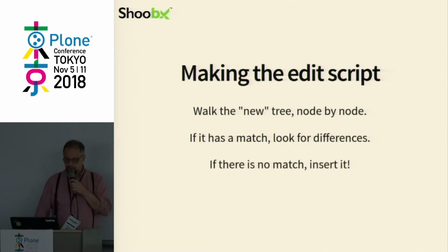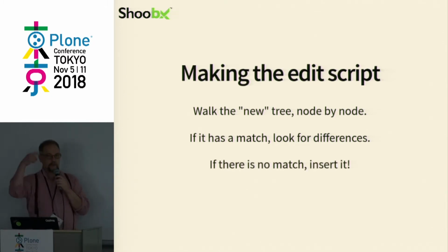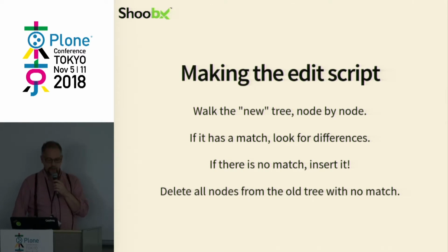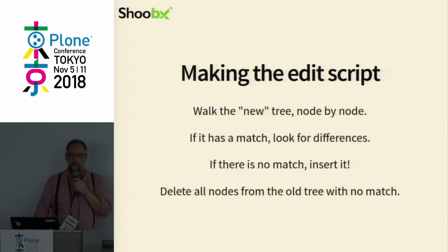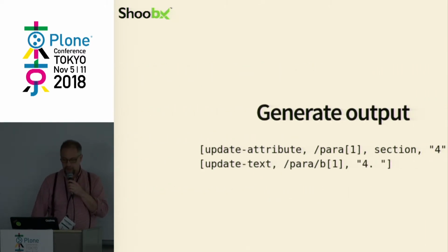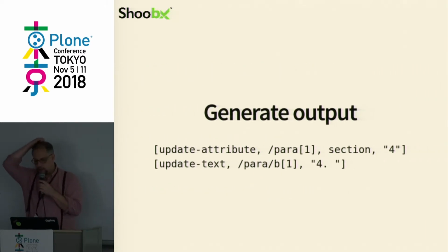If it does not have a match, we insert it, because we actually iterate over the new version here. That's the easiest. And lastly, all nodes from the old tree that don't have any match should be deleted. And that's how we then have an edit script. And from that we generate an output. And this is basically how the output looked from the old XML diff when you used it as a command line. It just prints out the edit actions.